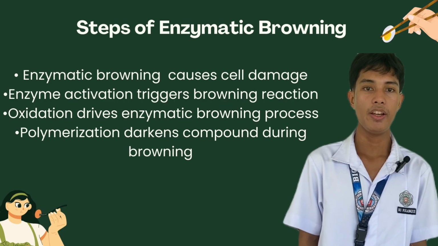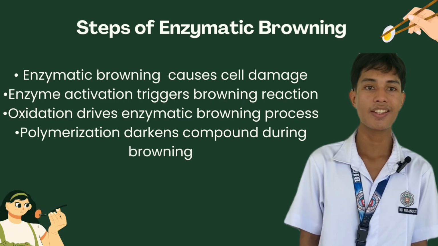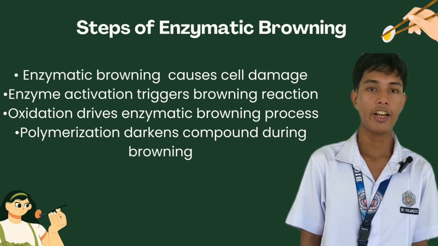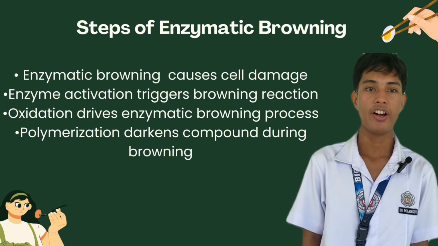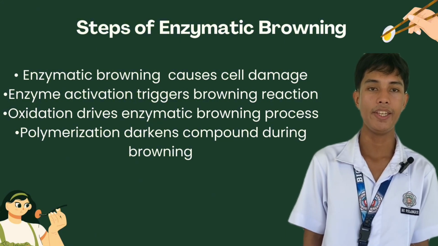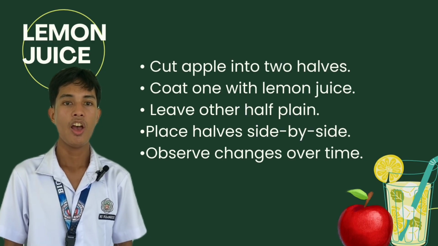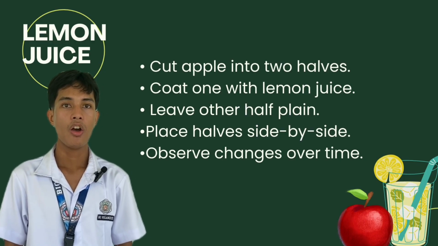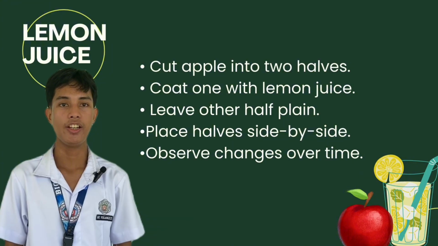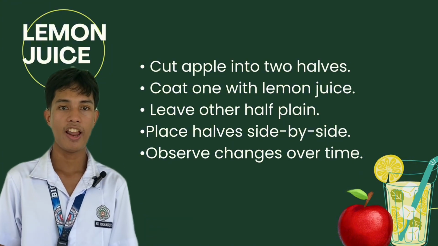While browning can be undesirable in some cases, like sliced apple, it can also be beneficial in others, like the development of color and flavor in tea or coffee. To reduce or prevent enzymatic browning, we can use lemon juice, cold treatment, and blanching. First, let's talk about lemon juice.